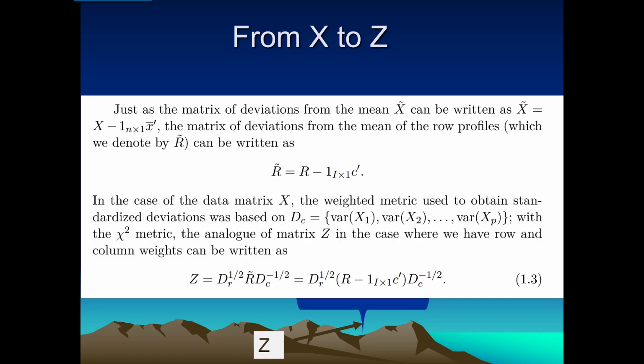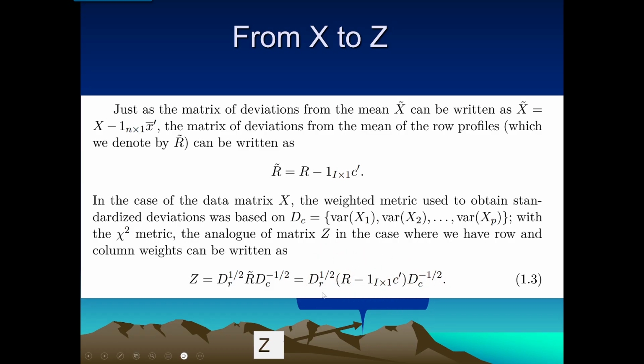And not only that, you have a different variability for each column, and this different variability, this Dc, can be interpreted as the vector of the variances. And so this is the analog of our matrix Z in a space which is weighted both for the rows and for the columns. Okay, and this is how you write it.